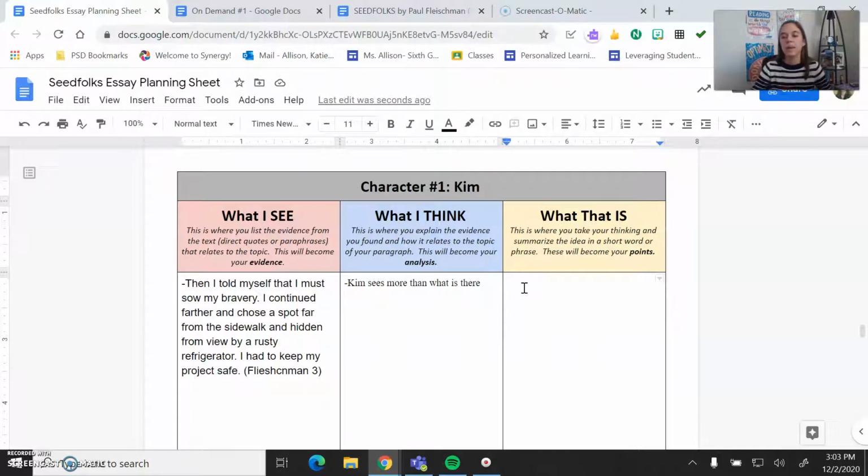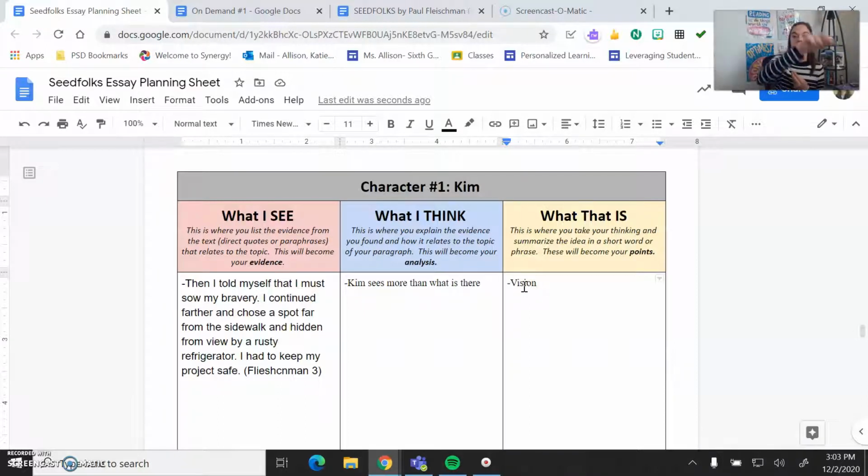And then finally, my What That Is. So this is where you take your thinking and summarize the idea in a short word or phrase. This will become your point. So again, we're working backwards. This is only if you're stuck. I'm going to say, okay, so she did that action, we saw it in the book. In my mind, I think that means that she sees more than what that is. I'm going to call that vision. I think that's a really good word to say what she has there. She has vision, right? And eventually, this is going to turn into my point, evidence, and analysis.